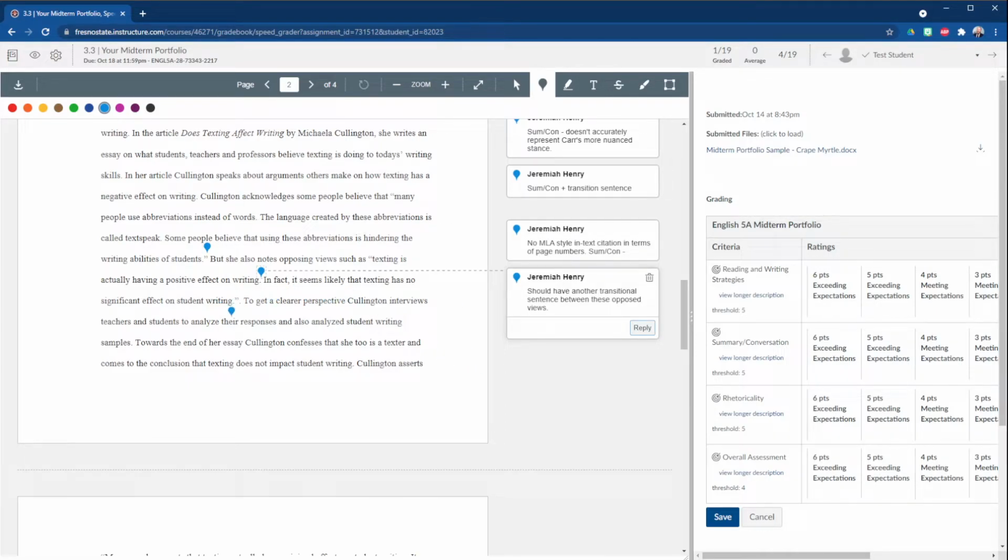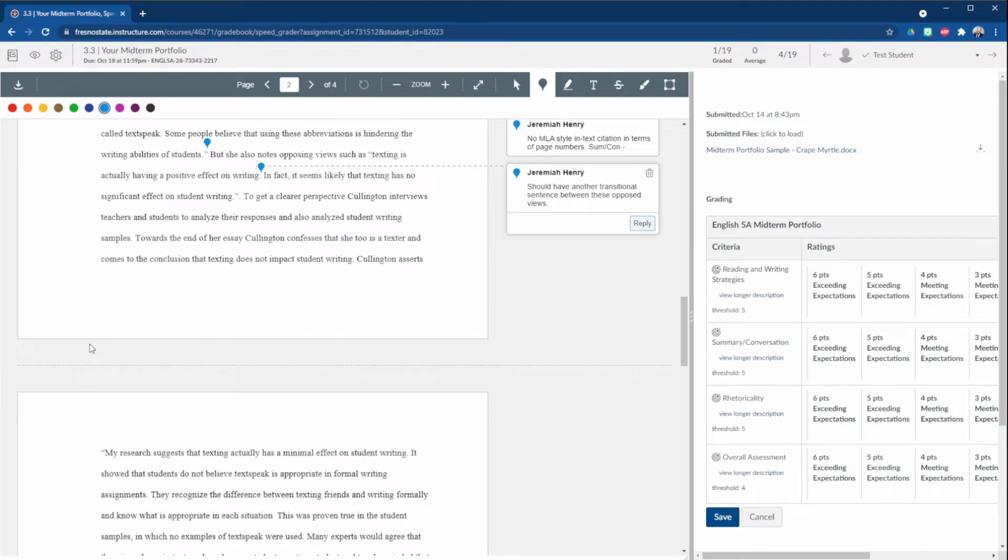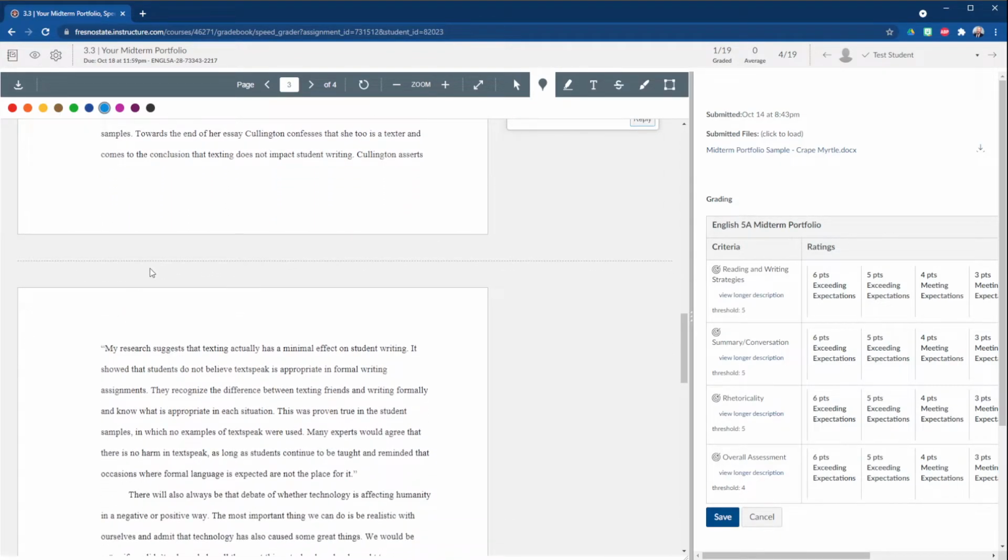"To get a clearer perspective, Cullington interviews teachers and students to analyze their responses and also analyze student writing samples. Toward the end of her essay, Cullington confesses that she too is a texter and comes to the conclusion that texting does not impact student writing. Cullington asserts, quote, my research suggests..." Yeah, a little clumsy there. "Cullington asserts, my research suggests."